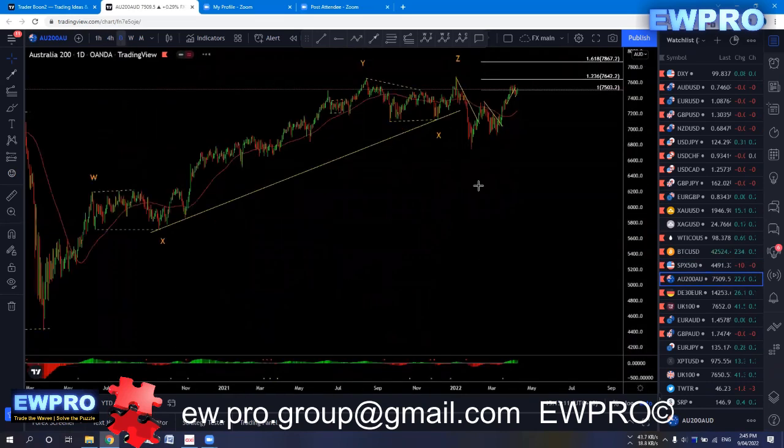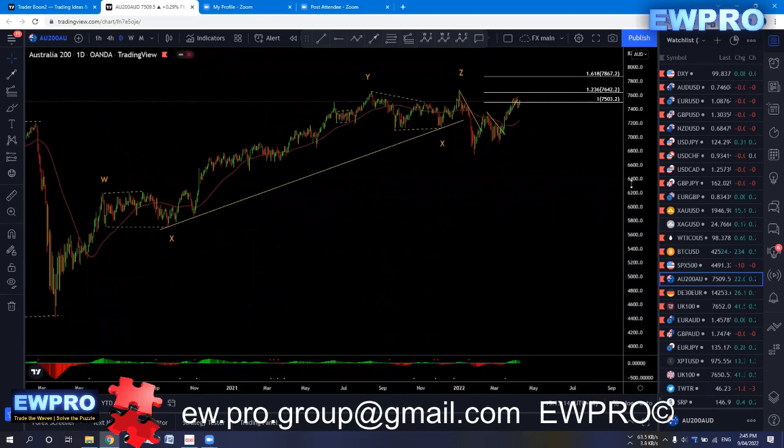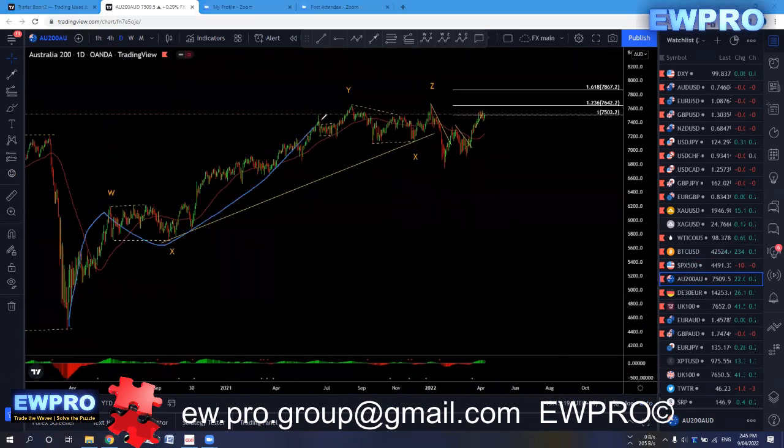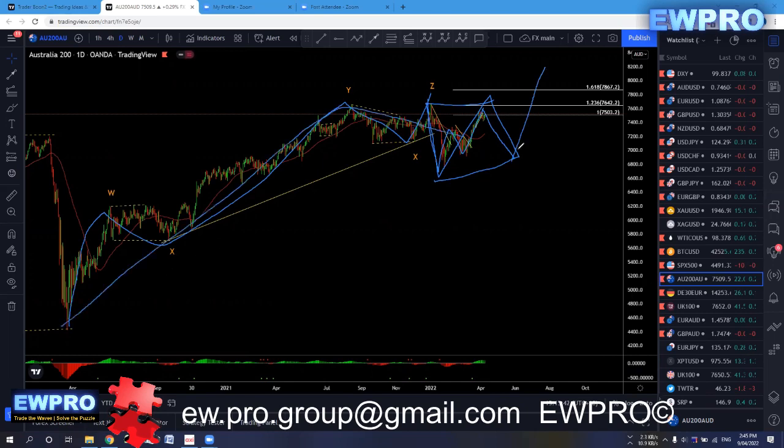AU 200 again, they're not really playing the game. We got the WXY X2 Z up with the bearish divergence, nice impulse down, but we're getting a very deep correction. So more than likely whatever's happening in here is a B, and then a C for a larger flat. So we get another one down here, and then more upside for the A, B, C.